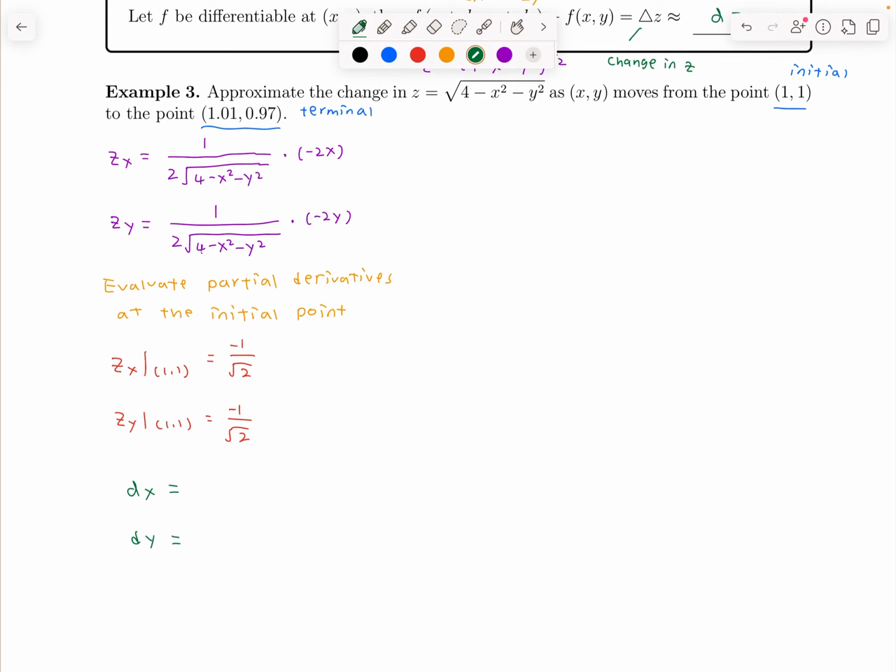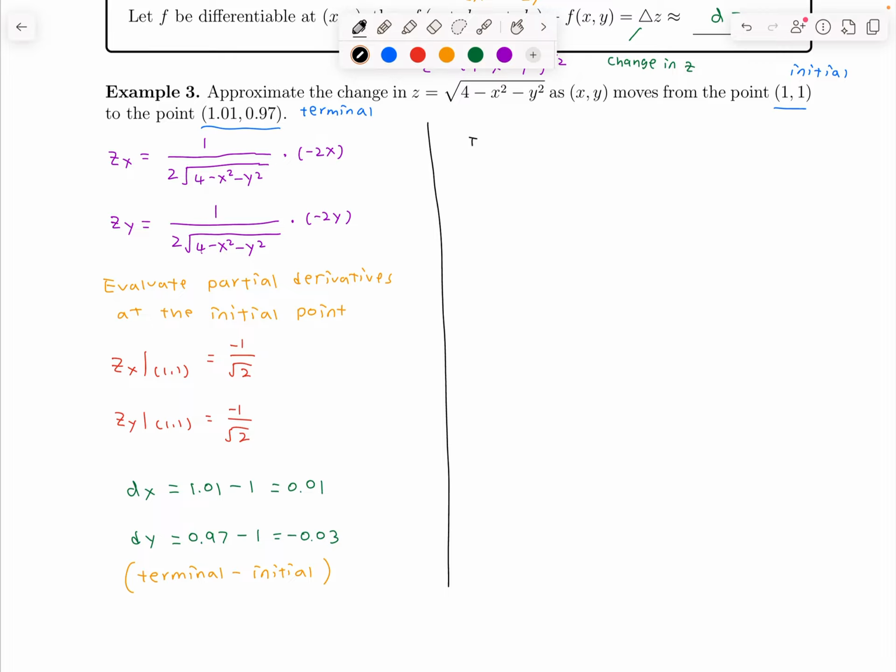Now to find the change in x or the change in y, you wanted to use terminal minus initial, right? Because if you move from P to Q, then the change will be Q minus P, right? So terminal for x minus initial for x, and terminal for y minus initial for y. So that should be 0.01 and the negative 0.03, okay? So right here, it's terminal minus initial.